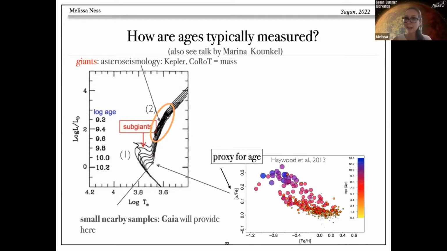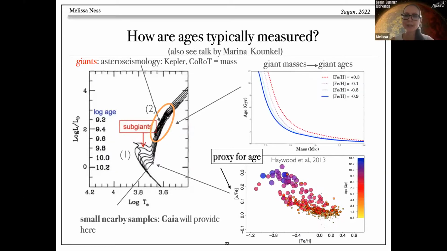A more recent way that ages have been measured for relatively small samples of stars, and this is something that Dan talked about yesterday, is asteroseismology. This is long baseline, high cadence observations of stars from which we can construct their power spectrum, tap into their internal oscillation frequencies, and determine a stellar mass from those frequencies. If you have a red giant mass, as shown on the x-axis, and you know the metallicity, you can use stellar models to go to stellar age, which is what's being shown in this figure.